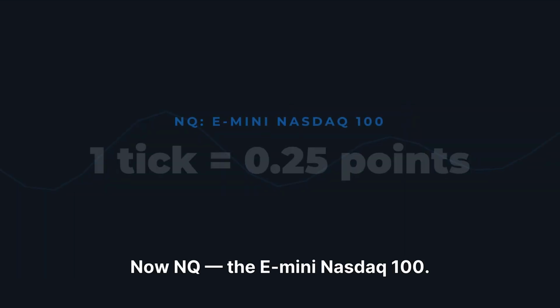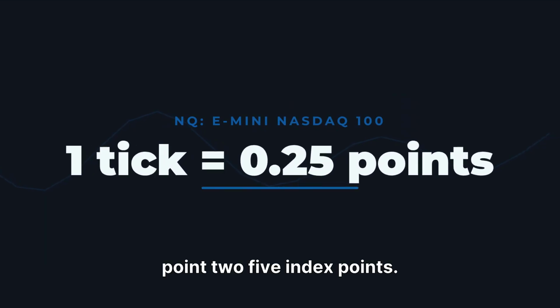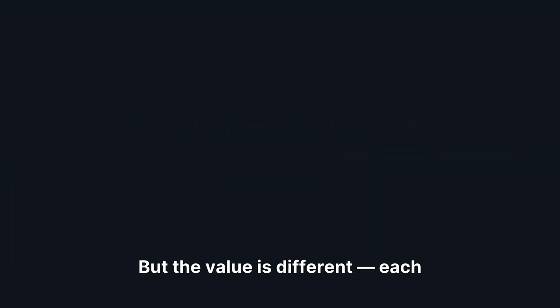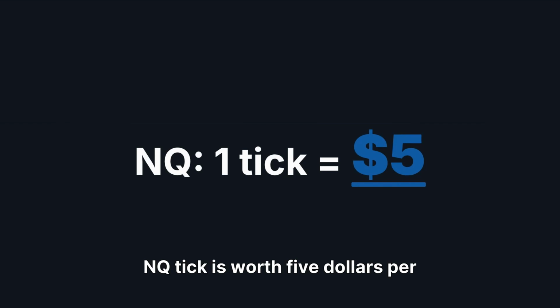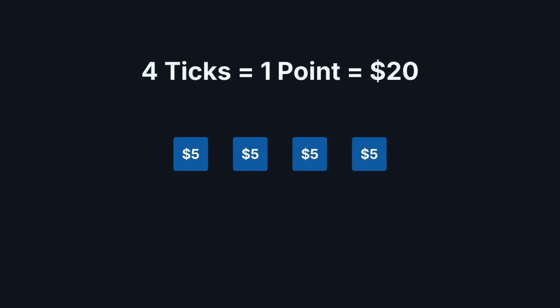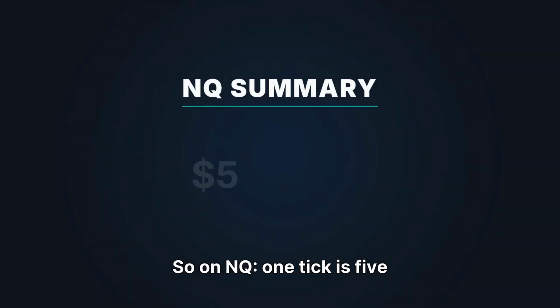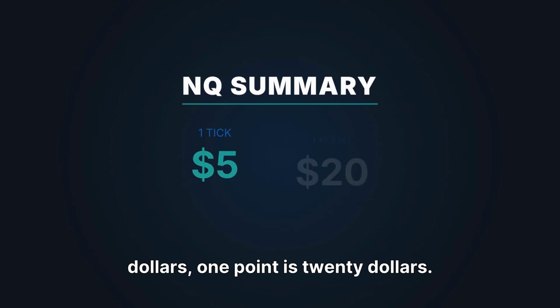Now NQ, the E-mini NASDAQ 100. For NQ, one tick is also 0.25 index points, but the value is different. Each NQ tick is worth $5 per contract. 4 ticks make a point, so 1 full NQ point equals $20. So on NQ, one tick is $5, 1 point is $20.